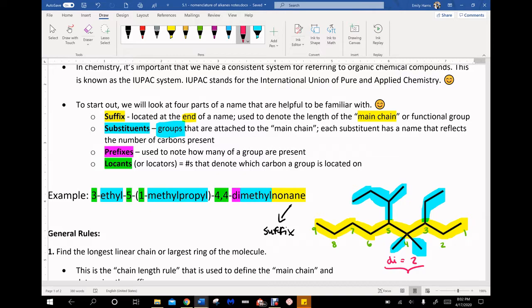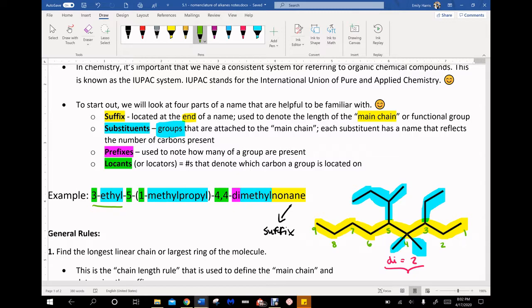They are numbers that tell you which carbon a group is located upon. For example, if we look at the first part of this name that says 3-ethyl, that tells me there is an ethyl group on carbon 3 within the main chain. If I start with my carbons, I've got them already numbered, and if I look on carbon number 3, I see an ethyl group there that has 2 carbons.